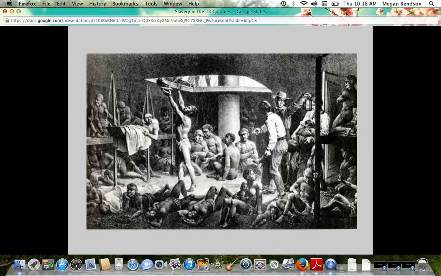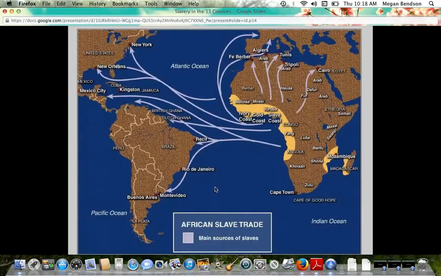So the fatality was very high on the Middle Passage. People dying of illness, etc. And then things contracted on that Middle Passage. Starvation, malnutrition. Again, treatment was not very good. So that's the Middle Passage.